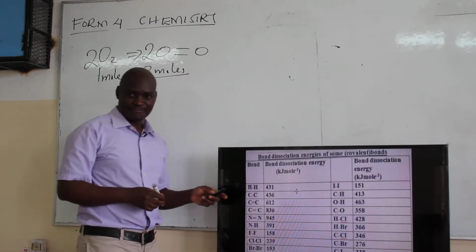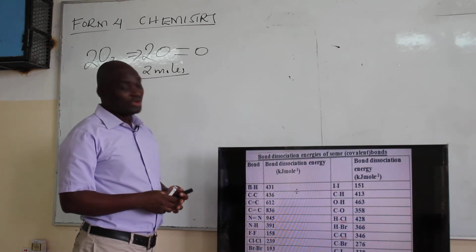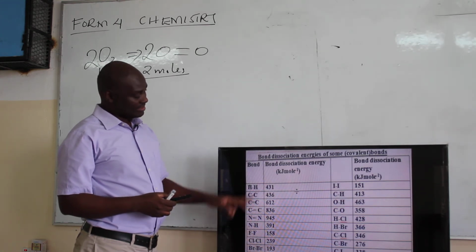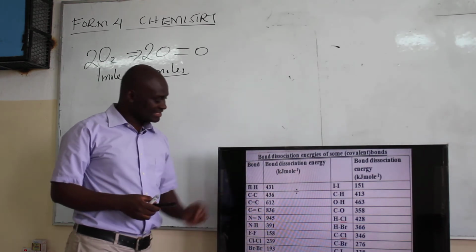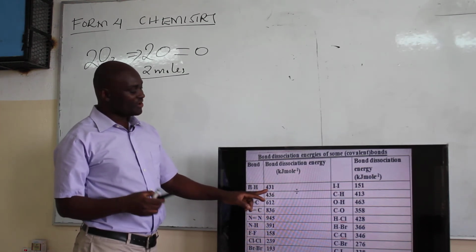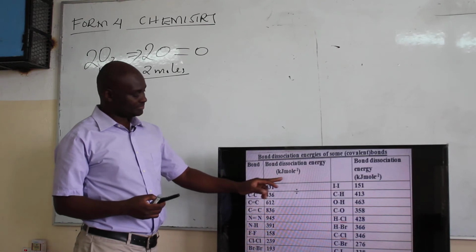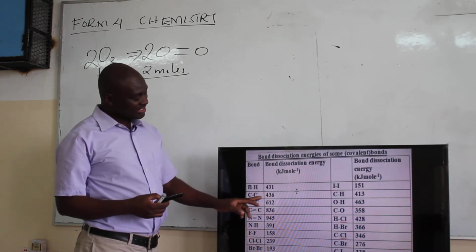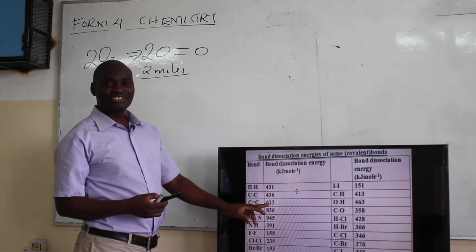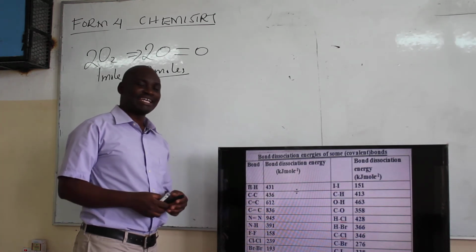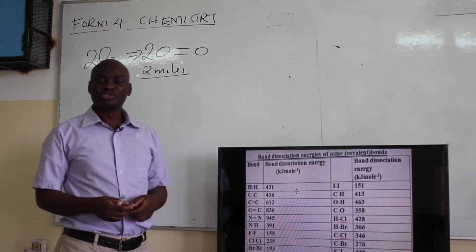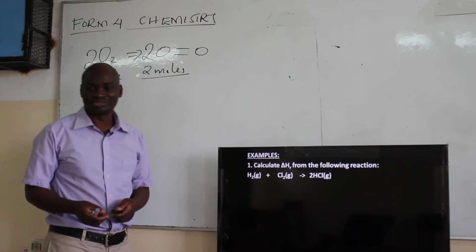In this table here, we have different bond energies, the type of bonds and the energy. Like the hydrogen-hydrogen bond, the energy required is 431 kilojoules per mole. Carbon-carbon single bond is 436. Carbon-carbon double bond is 612. So these are bond energies. We are going to use them in our calculations.